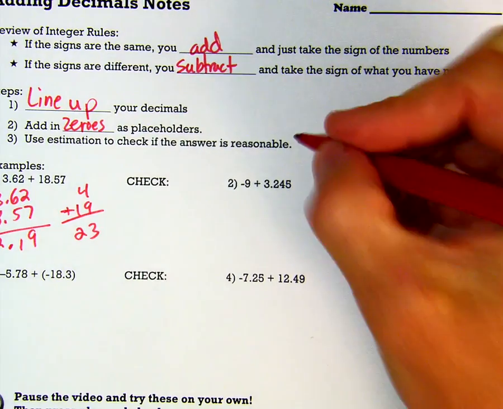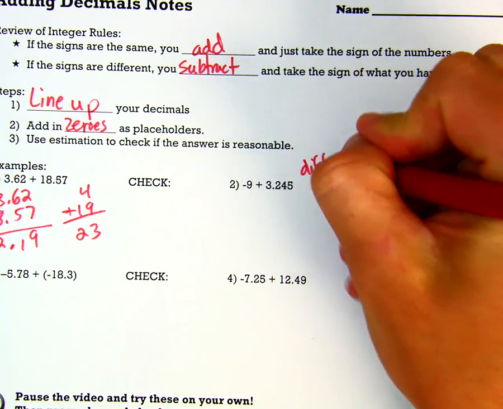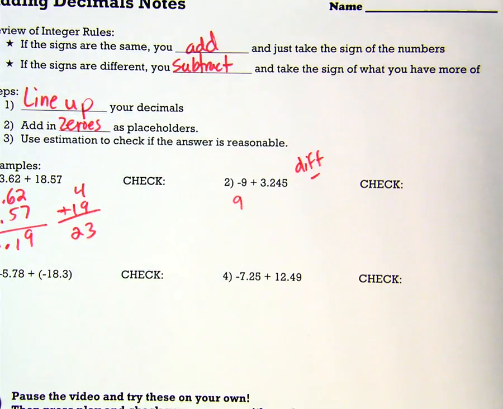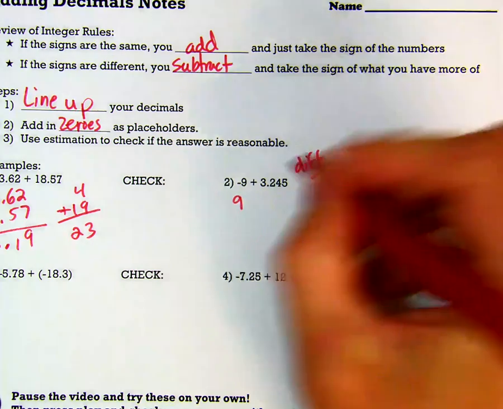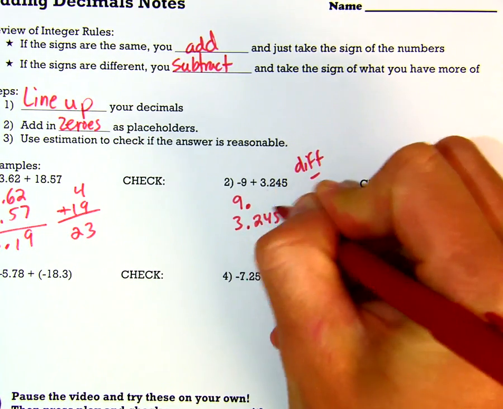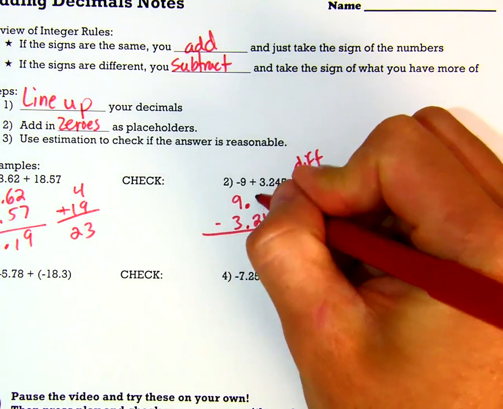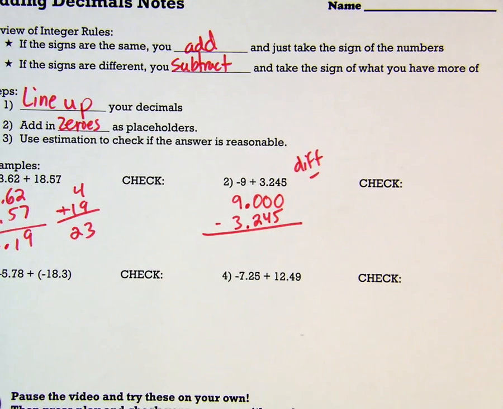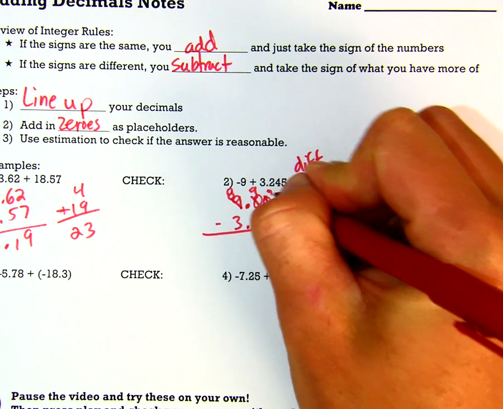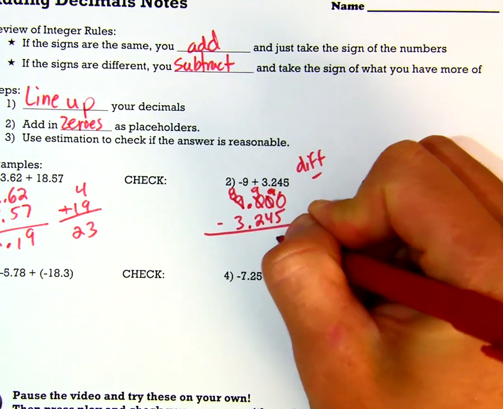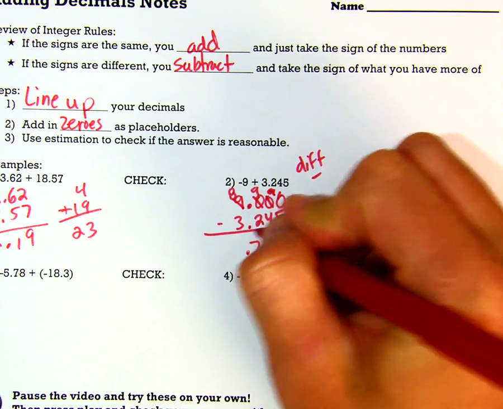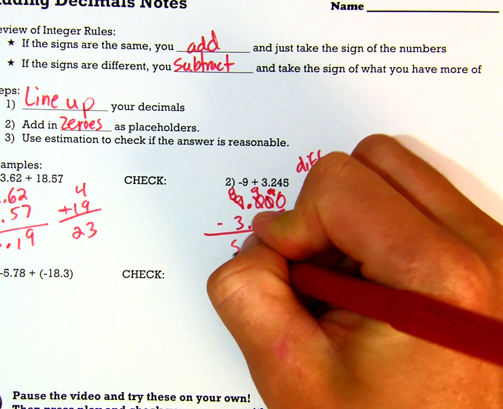Number 2, I notice that I have different symbols, so I'm going to make sure I subtract. When I subtract these two, one of the things I always want to do is put the biggest number on top. So 9, and then put the decimal there, and 3.245. Put my 0 placeholders in there. Got some borrowing to do now. So 10 minus 5 is 5, 9 minus 4 is 5, 9 minus 2 is 7, decimal, and then 5.